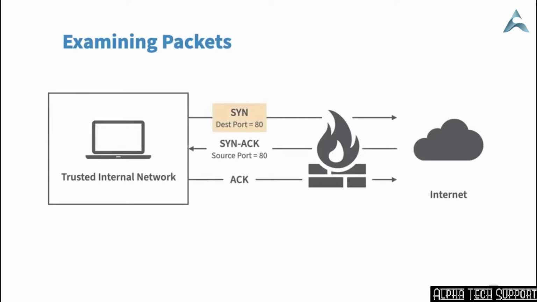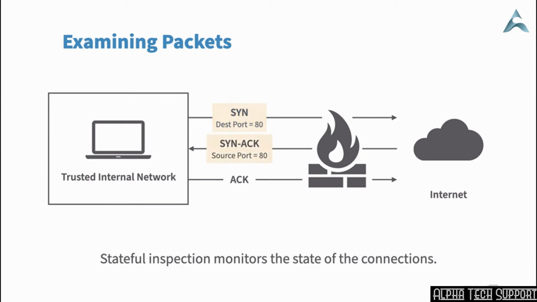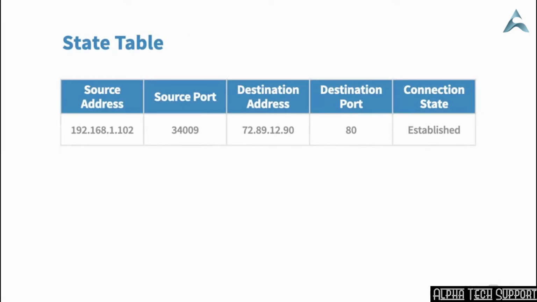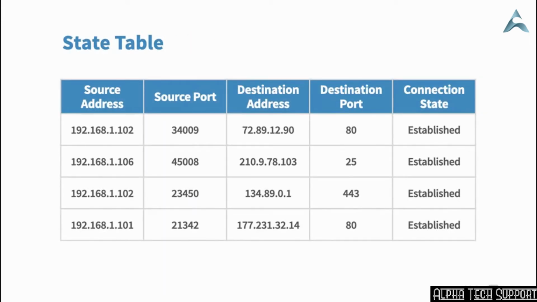Now here we see a three-way handshake to begin a session, beginning with a SYN, SYN-ACK, and ACK. Now stateful inspection will monitor the state of the connection as it begins and as it transpires. But it also monitors the close of the connection with the passage of the FIN and FIN-ACK packets. Now each session is monitored in a state table that keeps track of all current connections. Now here in this graphic, you can see an example of what a state table might look like.